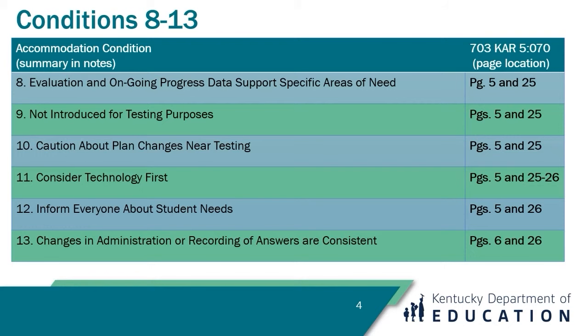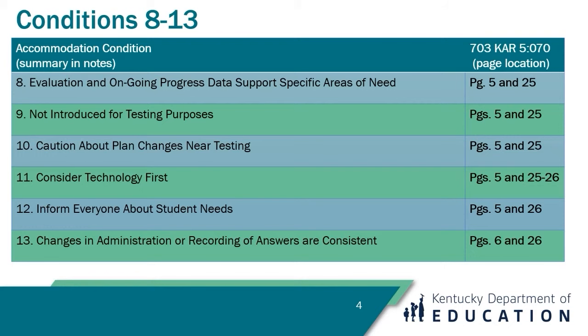Number 11, the use of technology shall be the first accommodation considered before adult accommodation, for example, reader or scribe, if feasible. A shortage of workstations, software, physical space, or training shall not be used as a reason for failing to provide assistive technology as an accommodation.